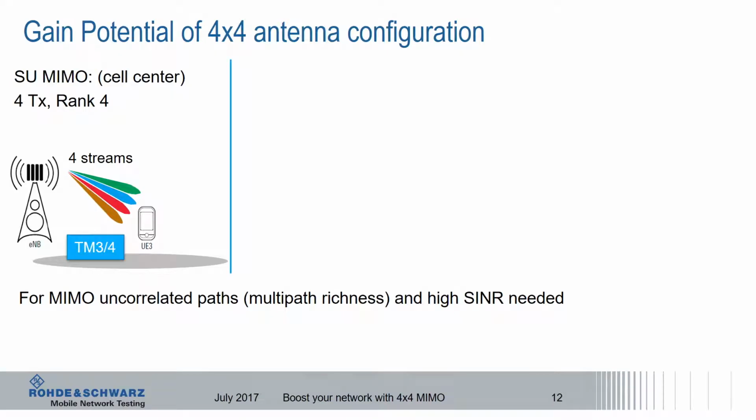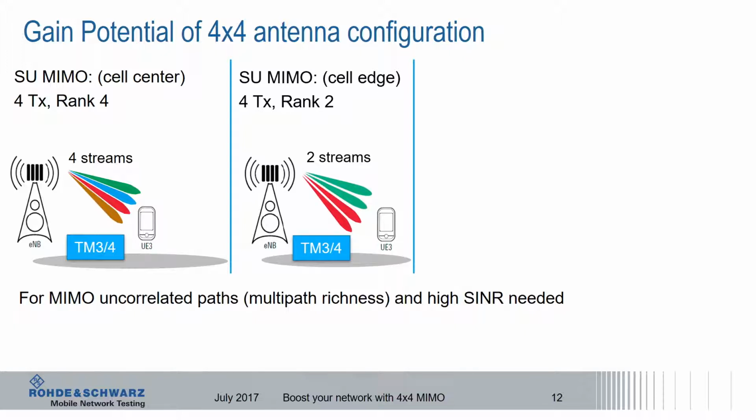I now want to discuss all possible improvements that are offered by a 4x4 MIMO antenna configuration, which means 4 transmits at the base station side and 4 receive on the UE side. On the left picture, we are at the cell center somehow. So 4x4 MIMO can be used here. We are using 4 streams and they are using, again, the same radio resources. And this improves the data rate close to the base station.